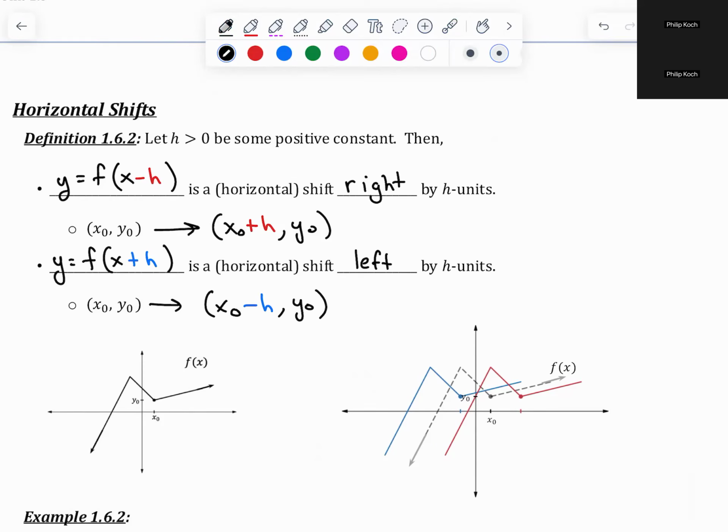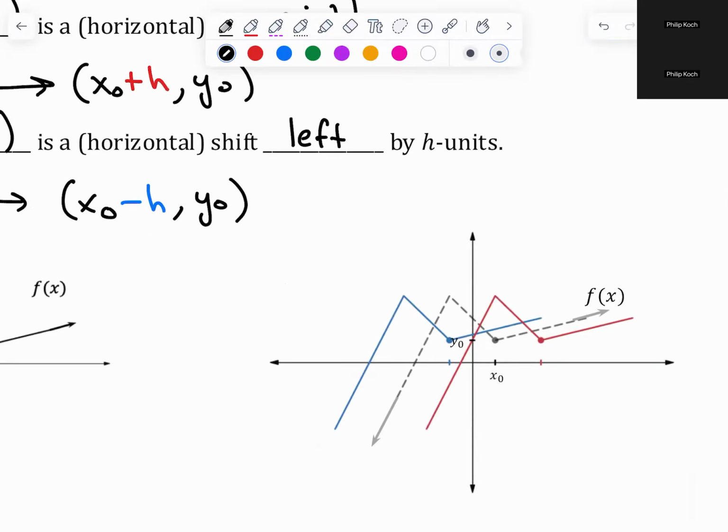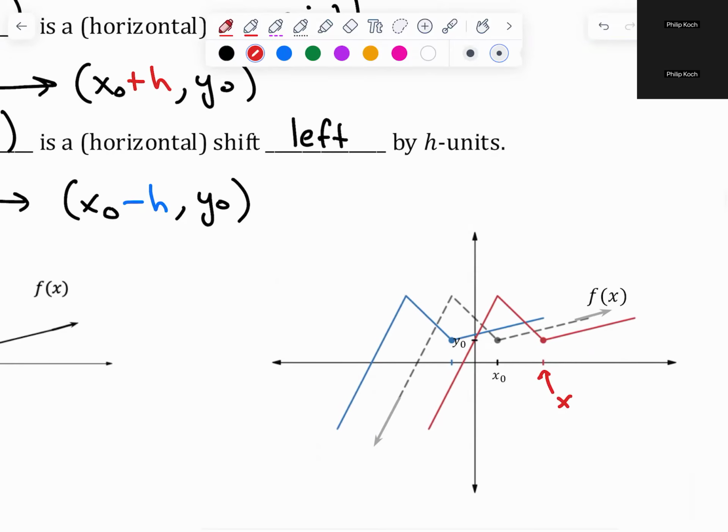So in the context of this picture, our original graph is a little bit grayed out so we can see what's happening with the red and the blue lines. You see that it's just shifted left or right. This value right here is x naught plus h, and this is x naught minus h. And if we have time, we'll mess around with Desmos to see some cool visualizations of these things.